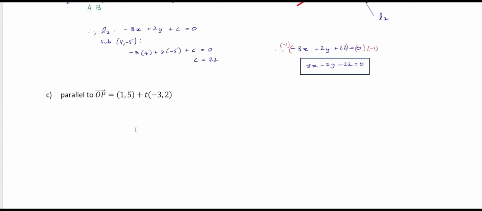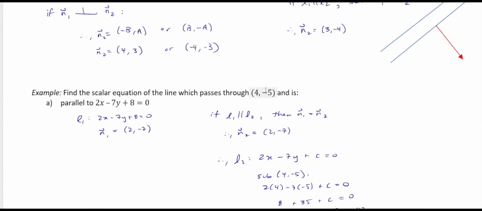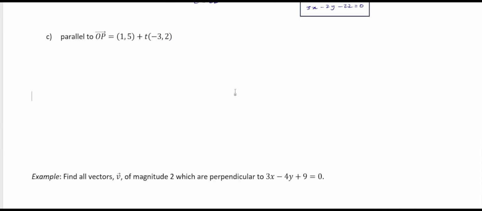Okay, let's move on. We need to find the scalar equation of a line that's parallel to this line right here, and passes through the point (4, -5). Let's start with this direction vector right here. This is my vector form of line 1. So for line 1, the direction vector is equal to (-3, 2).